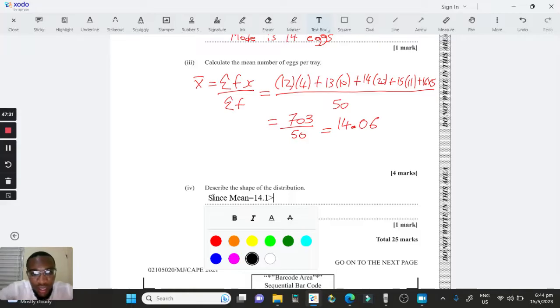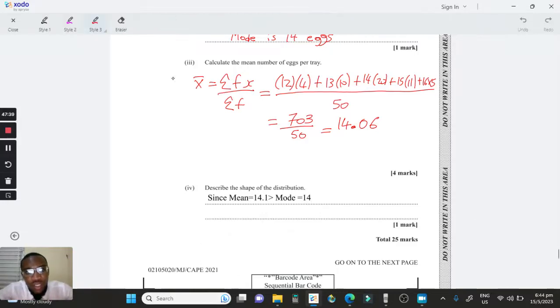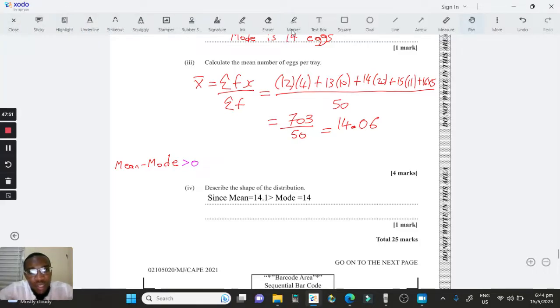That is bigger than, greater than the mode, and the mode is equal to 14. And so in this case now, remember the skewness formula is mean minus mode. Mean minus mode gives you skewness, but mean minus mode in this case is greater than 0. So this is slightly positively skewed.